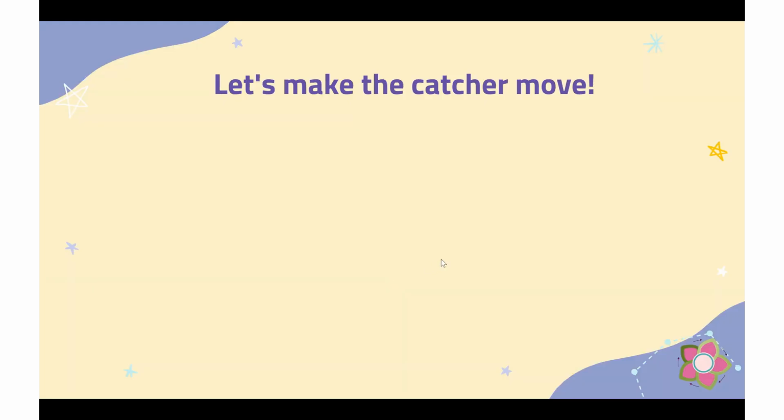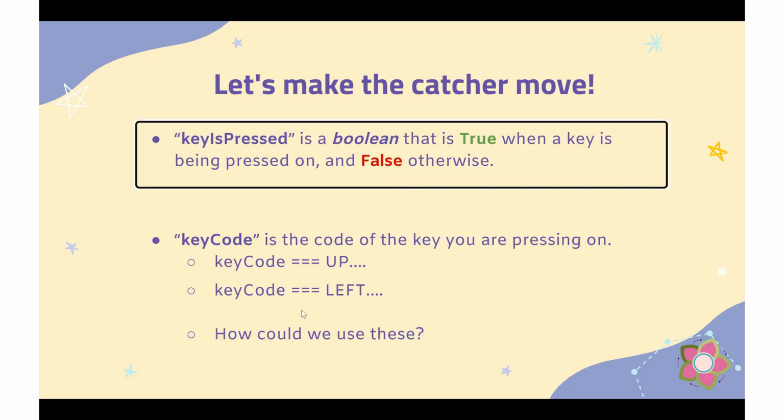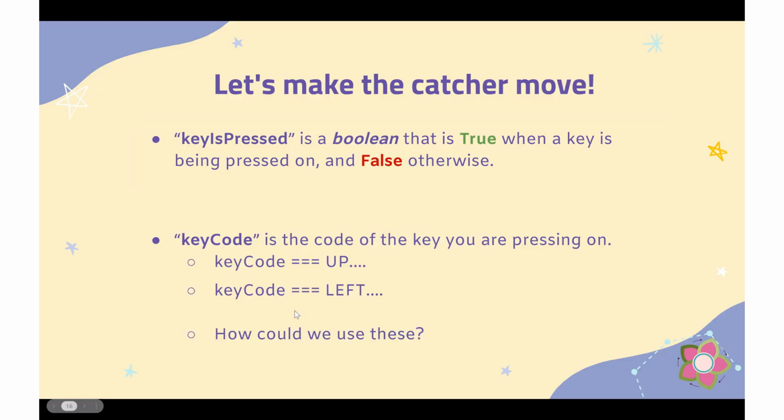Now we need to make the catcher move, and we're going to be doing this inside of the draw function. Like you learned in the previous intermediate JavaScript lessons, we can use keyIsPressed as a Boolean, and it is true when a key is being pressed and false otherwise. And we can also use the keyCode to distinguish different keys.